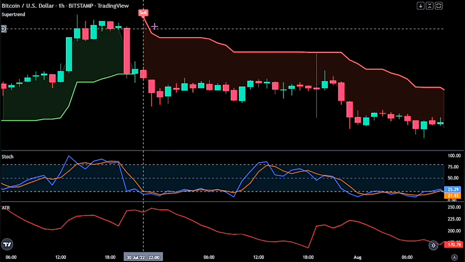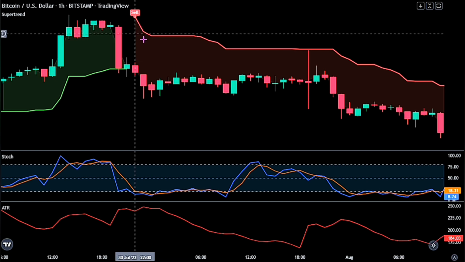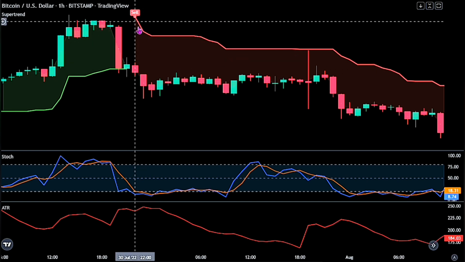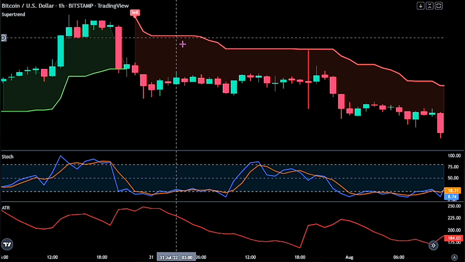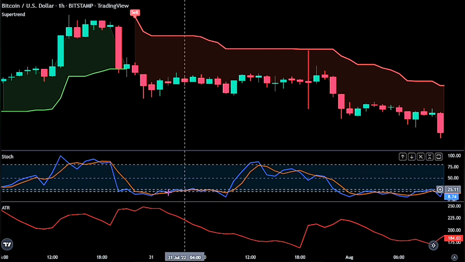So here is a signal to sell from the super trend, and for a sell trade to be valid, we would want to see the super trend moving average colored in red, and we would have to make sure we had the stochastic indicator trade at the oversold zone before we wait on our possible sell entry.